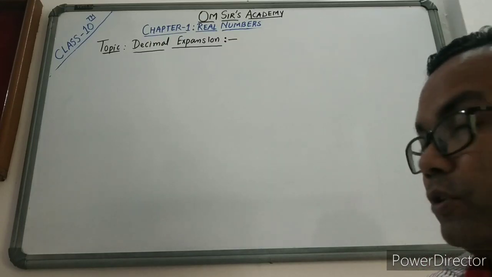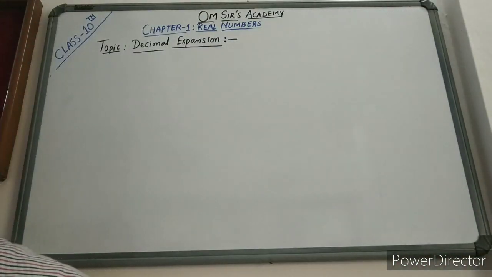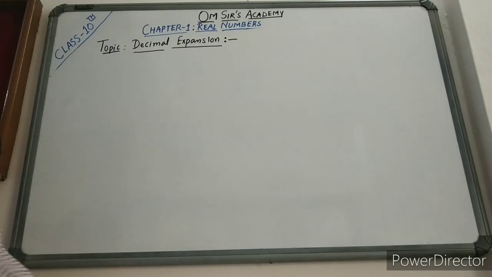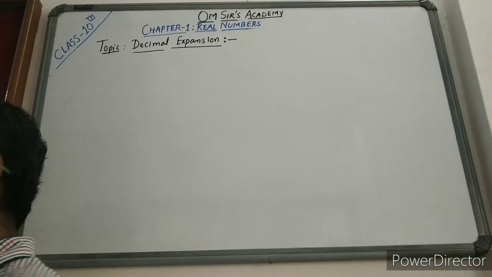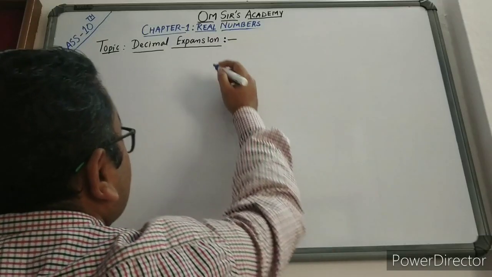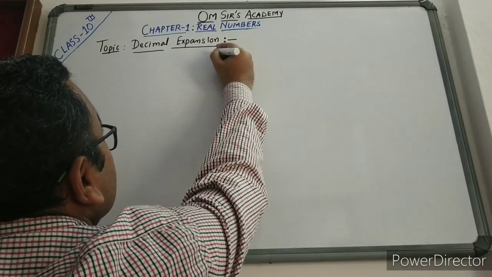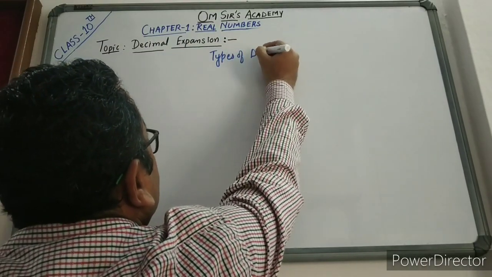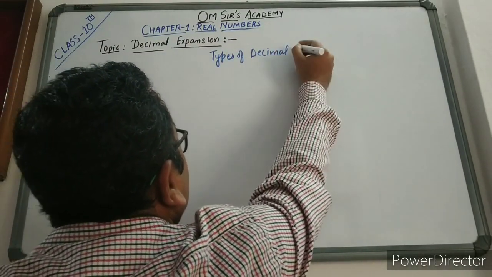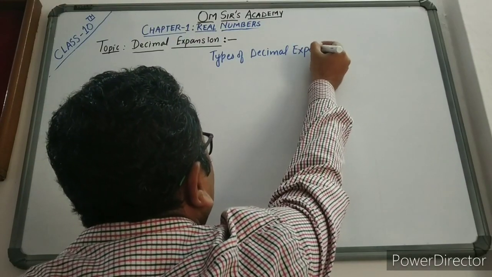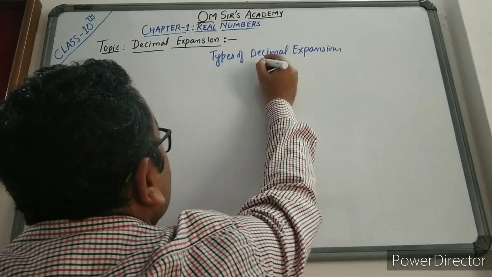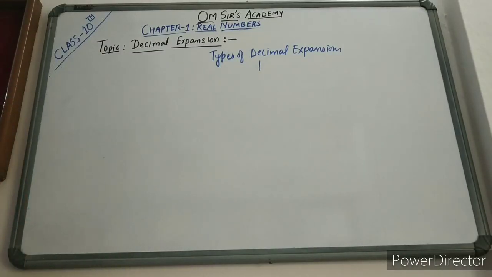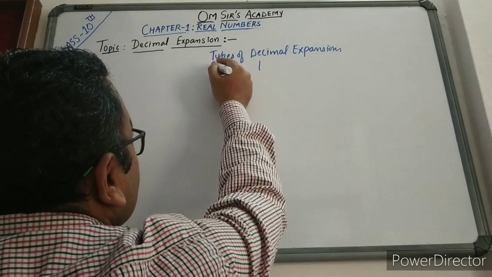Now we are going to learn what the types of decimal expansion are in this topic. So friends, how many types of decimal expansion are there? You already know what rational numbers and irrational numbers are, right? But how can we identify whether a number in decimal form is rational or irrational?